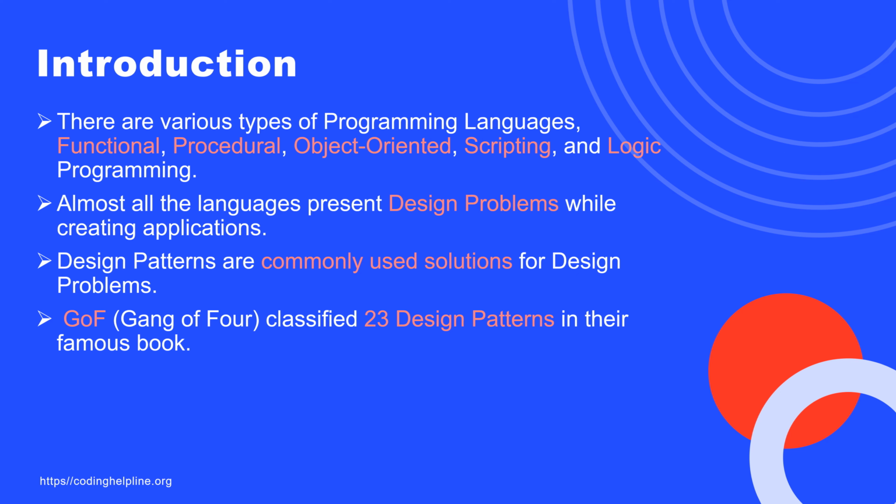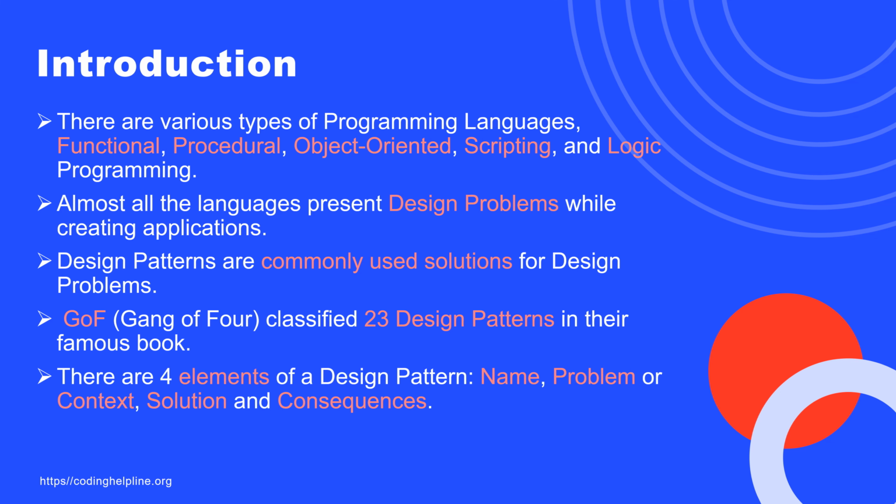GoF, the Gang of Four, classified 23 design patterns in their famous book. There are four main elements of a design pattern: the name of the design pattern, the problem they are supposed to solve, the context and the solution they present, and the consequences and the results of the application of the design pattern to the problem.